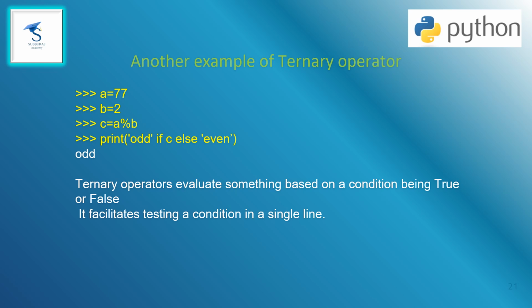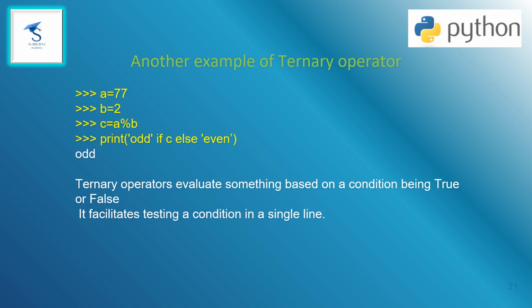See, this is a condition. So C is odd. So it will print odd if C. If C means if C is true. C will be true when the answer is 1, isn't it? See, the convention is all non-zero numbers are considered to be true, and 0 is considered to be false. So if C means if C is true, it is true because C is equal to 1. So it will print odd if C is true, else it will print even. So compact. So it will print odd.